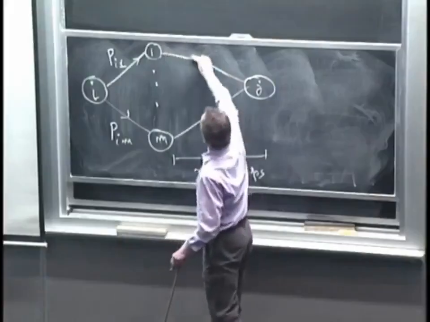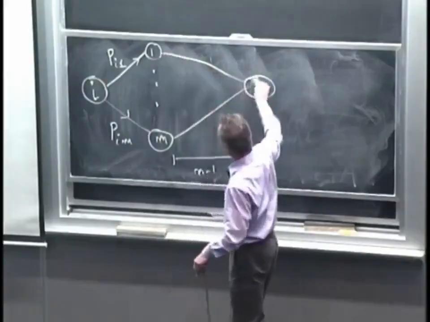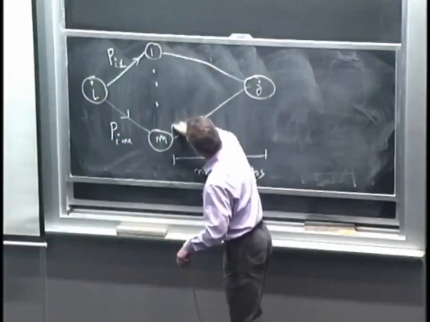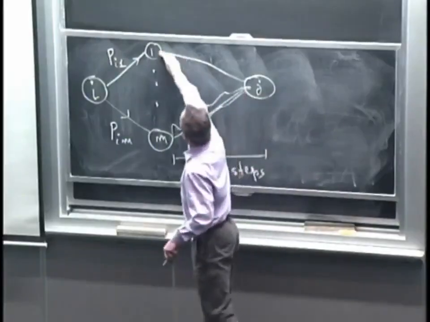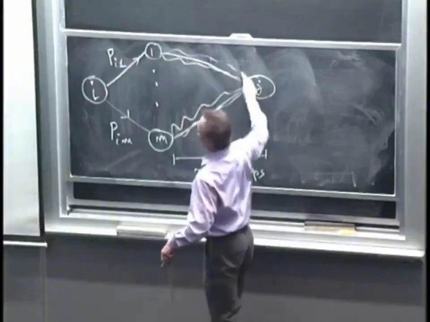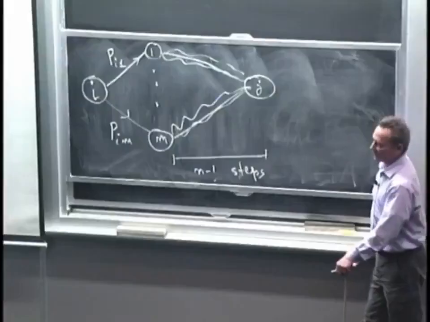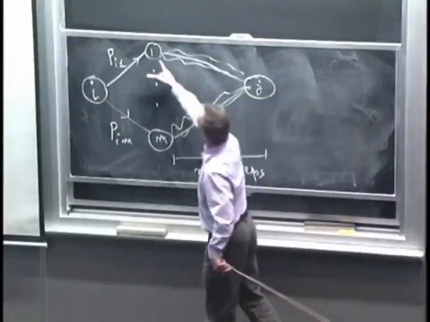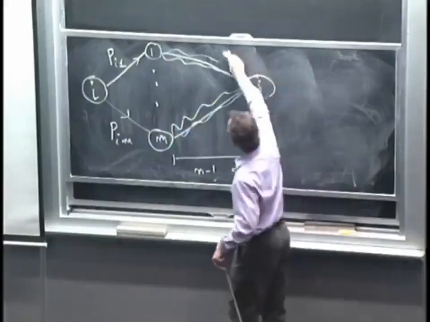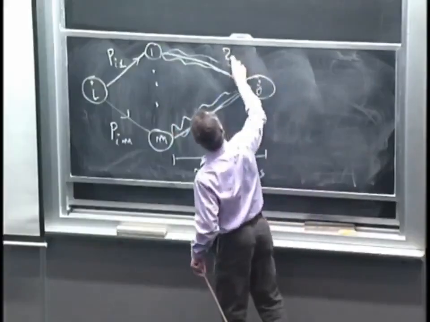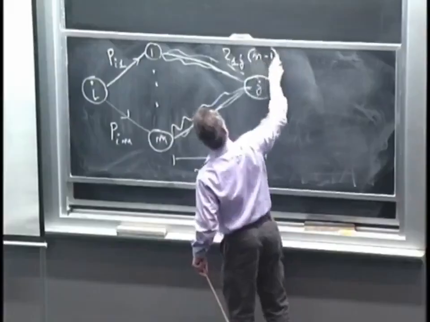This scenario can happen in many possible ways. There's lots of possible paths from state 1 to state j. There's many paths from state m to state j. What is the collective probability of all these transitions? This is the event that, starting from state 1, I end up at state j in n-1 time steps. So this one has probability R1j of n-1.